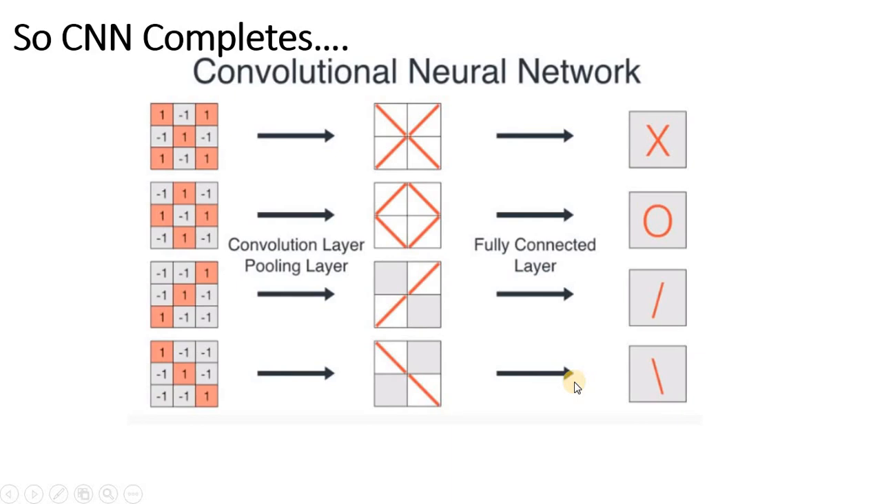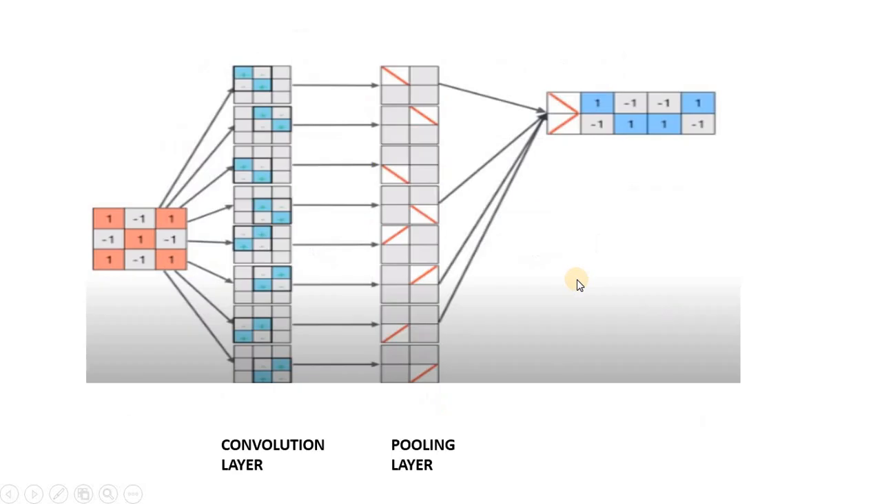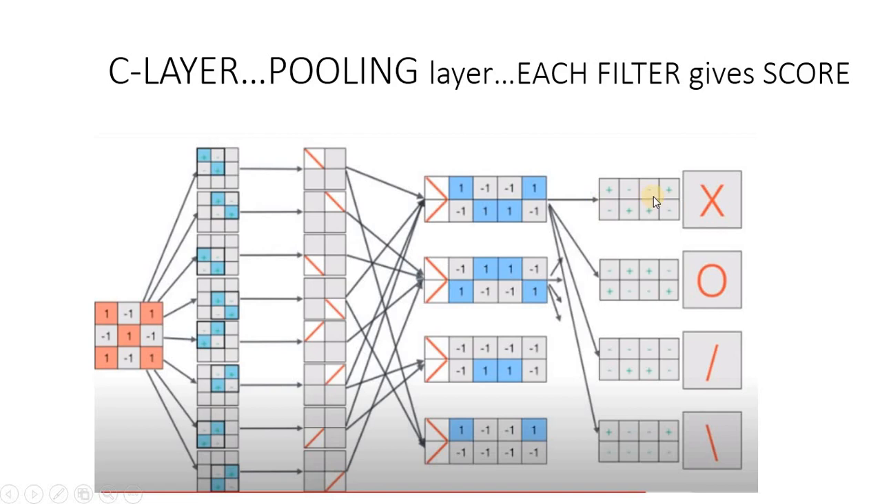Now, the convolutional neural network is completed. In the convolutional neural network, you can see that there is a convolution layer, there is a pooling layer, and there is a fully connected layer. In the convolution layer, there were 8 different operations which were looking like this. There was a pooling layer which was looking like that. Now all of them we bring together to create a filter, and 4 different filters are created.